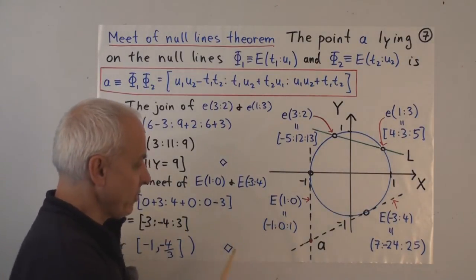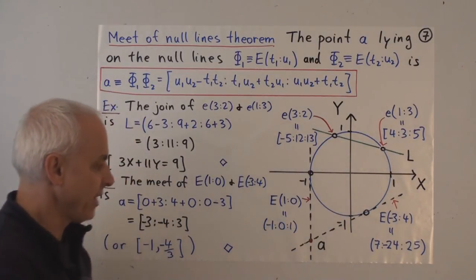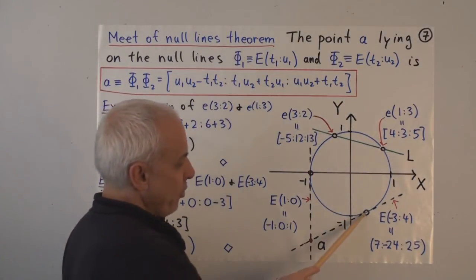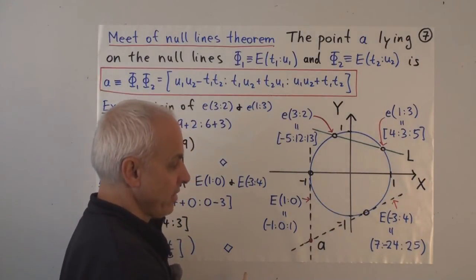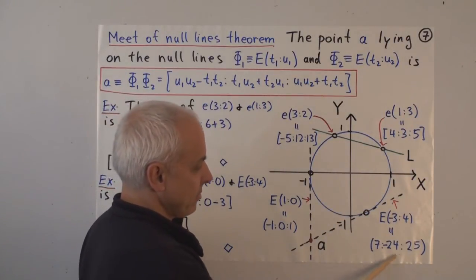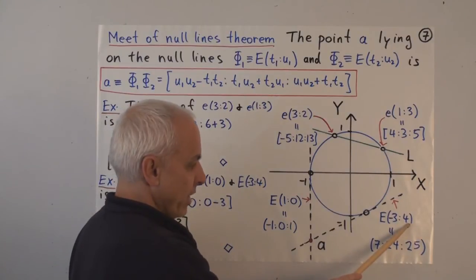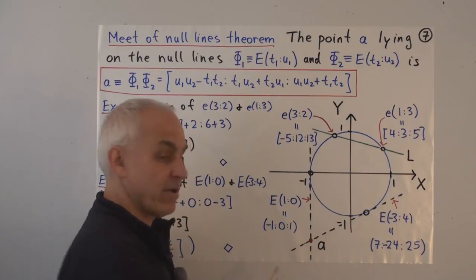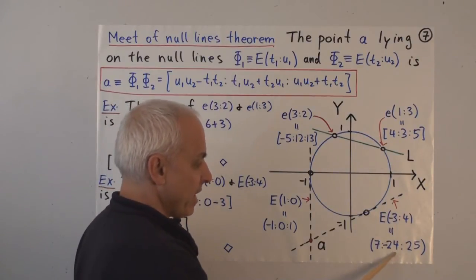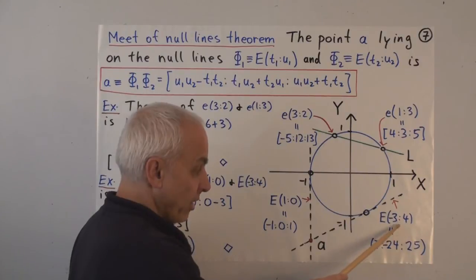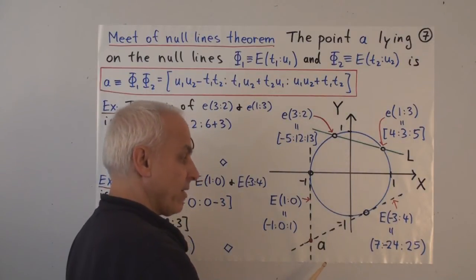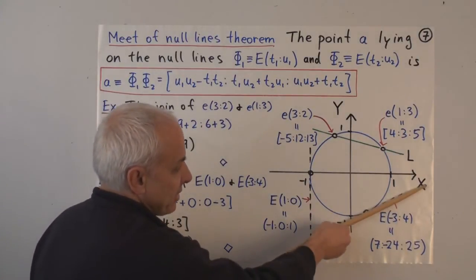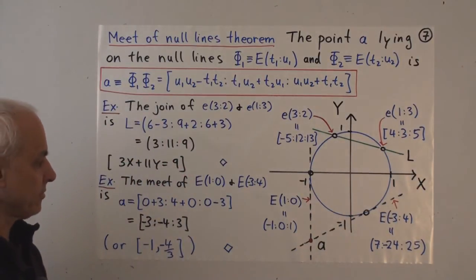So E of 1, 0, well, that's minus 1, 0, 1. That's the line x equals minus 1. And here's the point minus 3, 4. In triple, it's 4 squared minus 3 squared, 16 minus 9, that's 7, then minus twice the product, minus 24, then 4 squared plus 3 squared, 25. There it is there, the point. There's the corresponding tangent line.